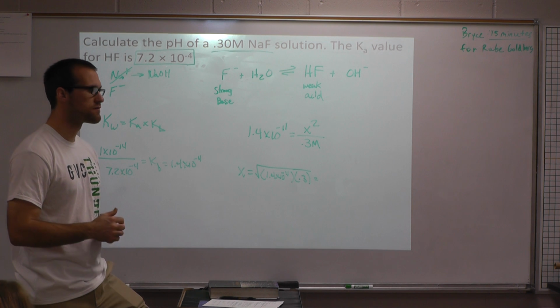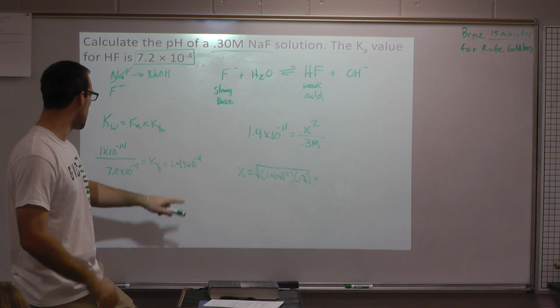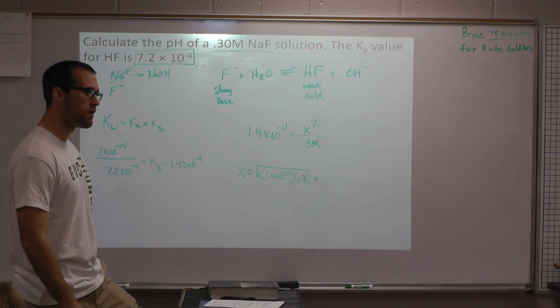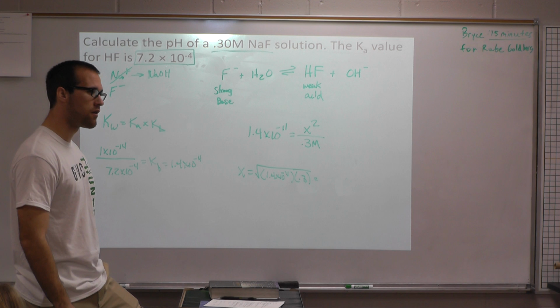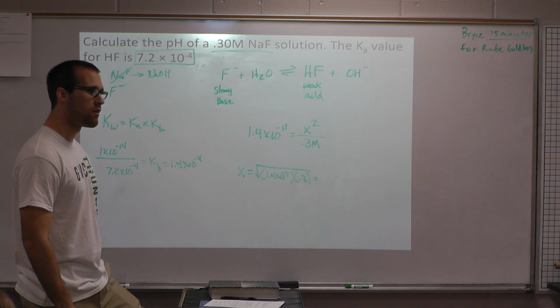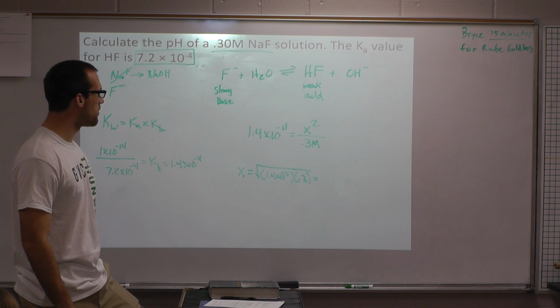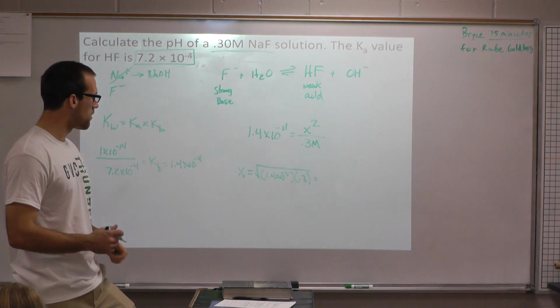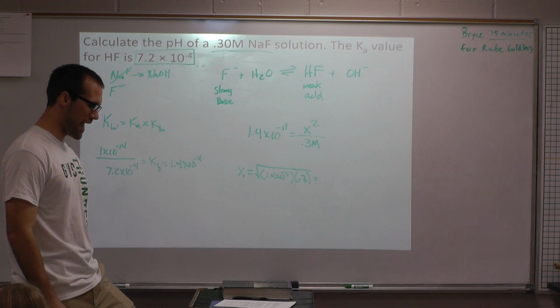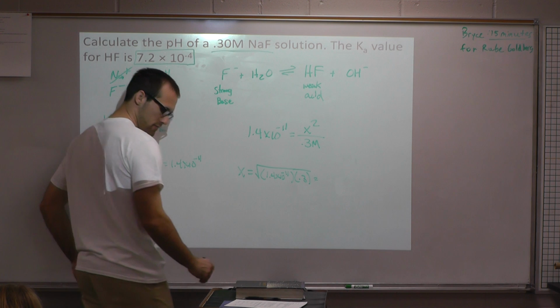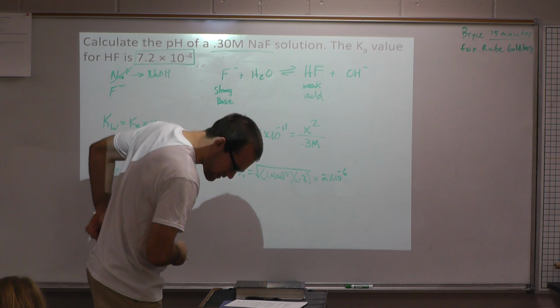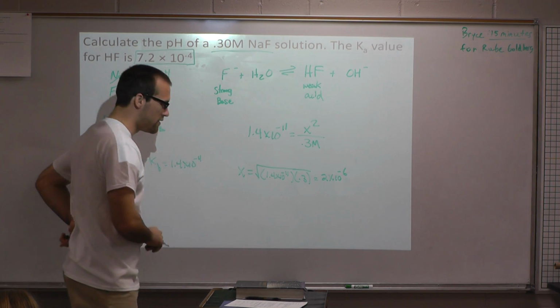Why is it ten to the negative? You have ten to the negative 4, and that's Kb. Okay, your X is 2 times 10 to the negative 6, I think. Yes. Right?